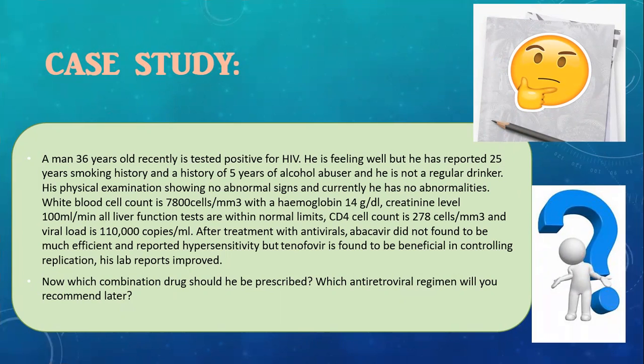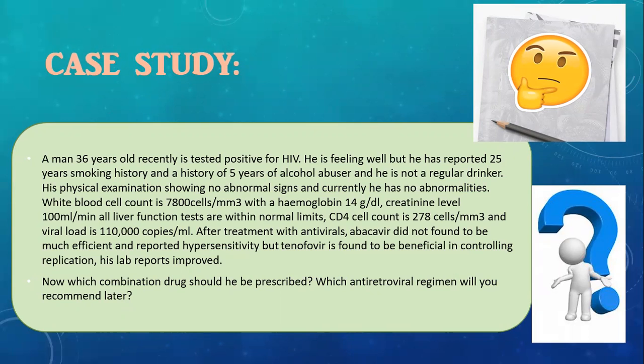White blood cells 700 cells per cubic millimeter, HB 14 grams per deciliter. Creatinine clearance level 100 ml per minute, LFT normal, CD4 cell count 278 cells per cubic millimeter, viral load 110,000 copies per ml. Abacavir was not found to be efficient and hypersensitivity was reported, while tenofovir is found to be beneficial. Lab reports improved. Now, which combination therapy should be prescribed? Which antiretroviral regimen will you recommend later?